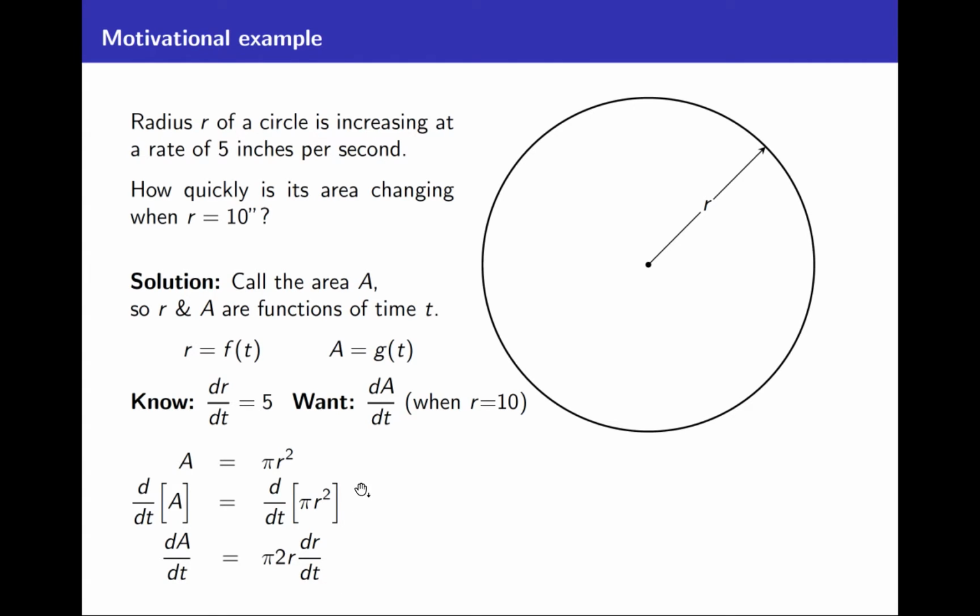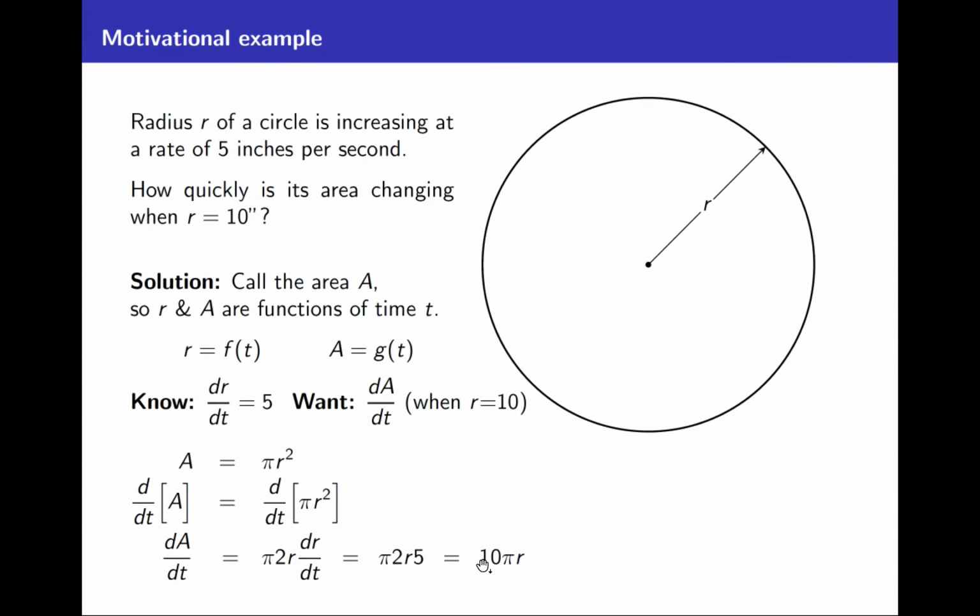So notice that we wanted dA/dt, and now we're starting to get it in an equation. dA/dt is pi times 2 times r times dr/dt. We happen to know what dr/dt is. It's 5 inches per second. So we could plug in 5 for dr/dt, and we get dA/dt equals 10 pi r, square inches per second.